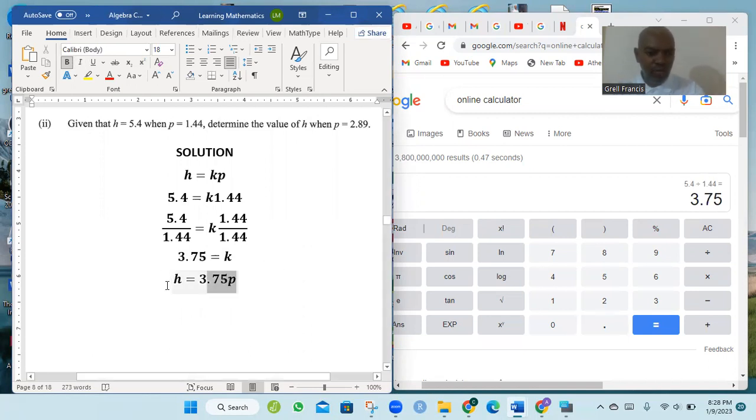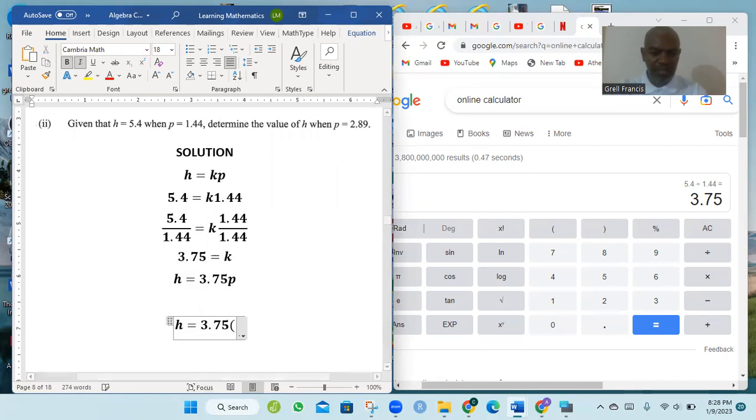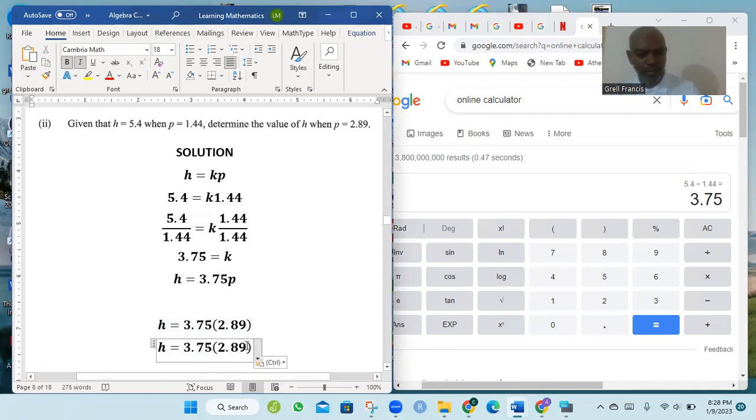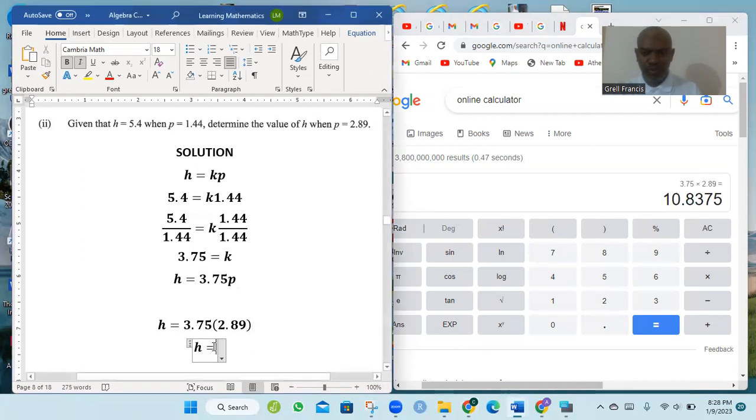So clearly now, if we know the value of P, any value of P, we can solve for H. So here it says P is equal to 2.89. So we can substitute 2.89 into the place of P. So H now is equal to 3.75 times 2.89. And we can easily calculate this in our calculator. 3.75 times 2.89. H is equal to 10.8375.